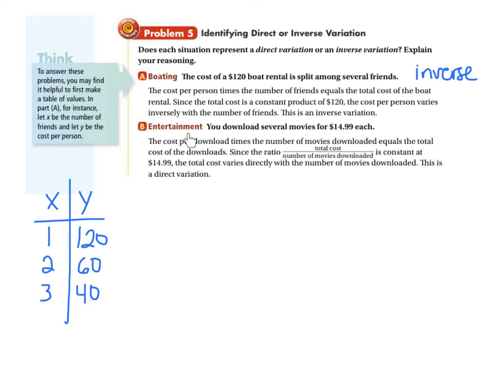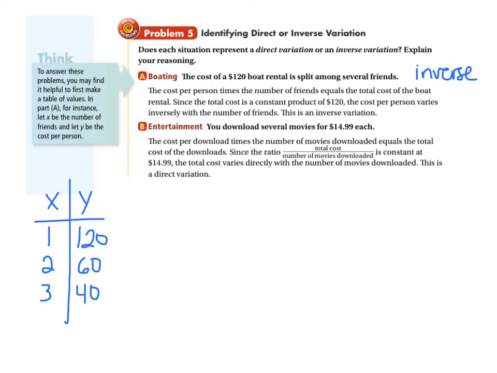The other one, you download several movies for $14.99 each. Gosh, those are expensive movies. Don't download those. Make sure you get permission first. Cost per download times the number of movies equals the total cost. And so the total cost, which they're showing you here, divided by the number of movies downloaded, is what stays constant.